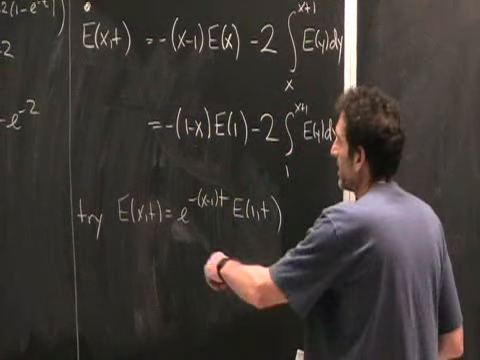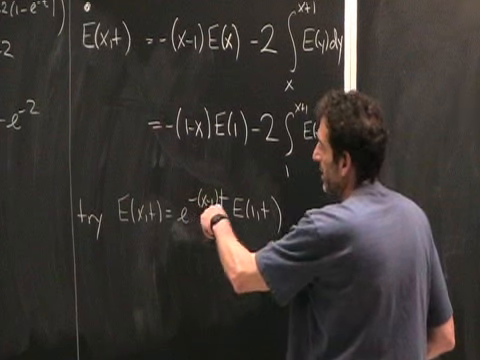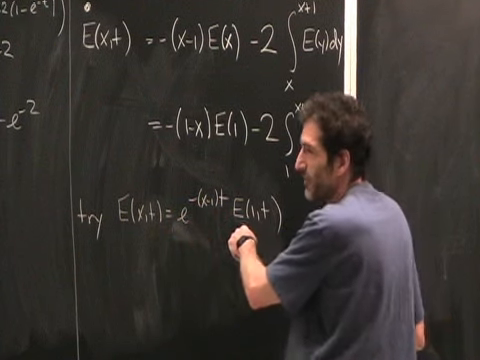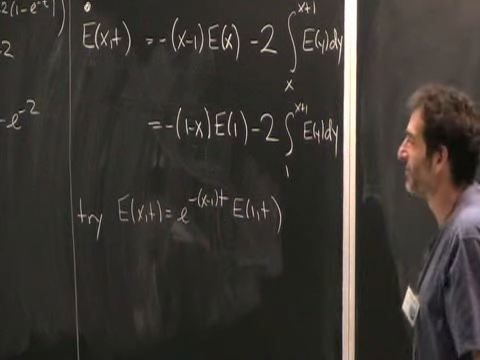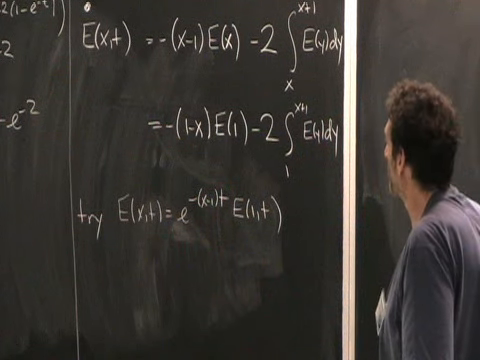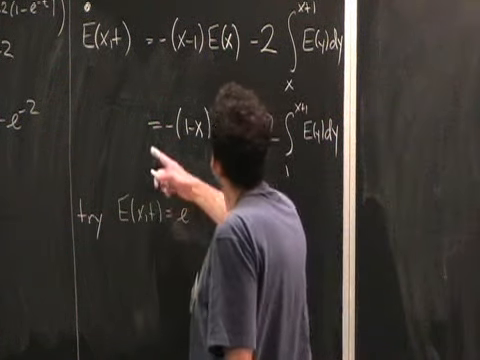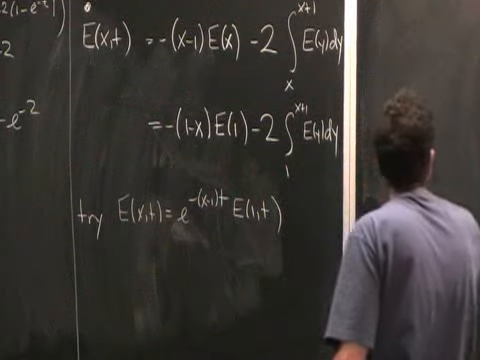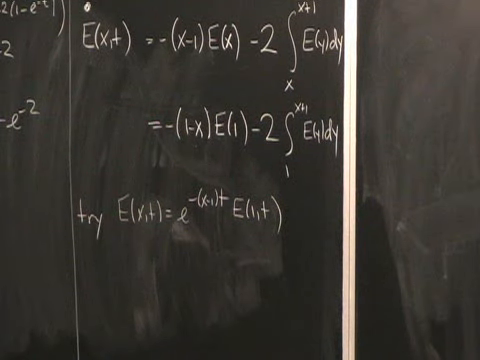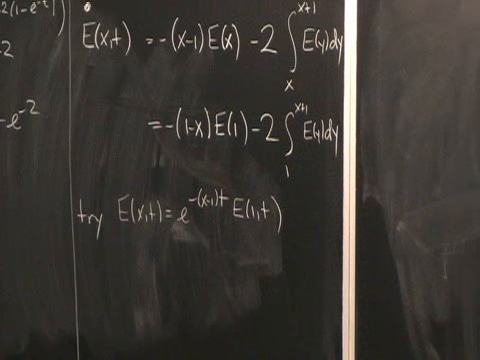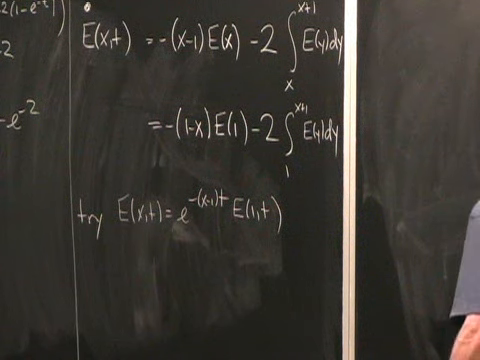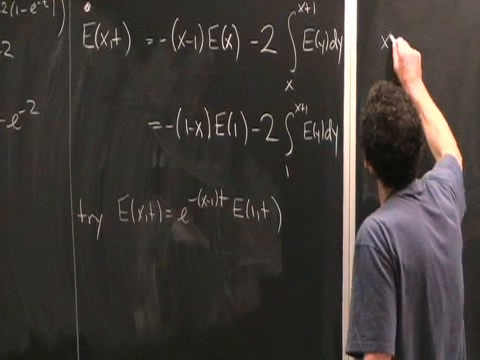Because you see that if I plug in x equals 1 over here, the exponential goes away, and what's left over is, by definition, E1(t). So now, in fact, we know what it is. We don't have to call it phi. So if I try that and plug it into this equation, let's see what happens. So let's first of all look for x greater than 1.